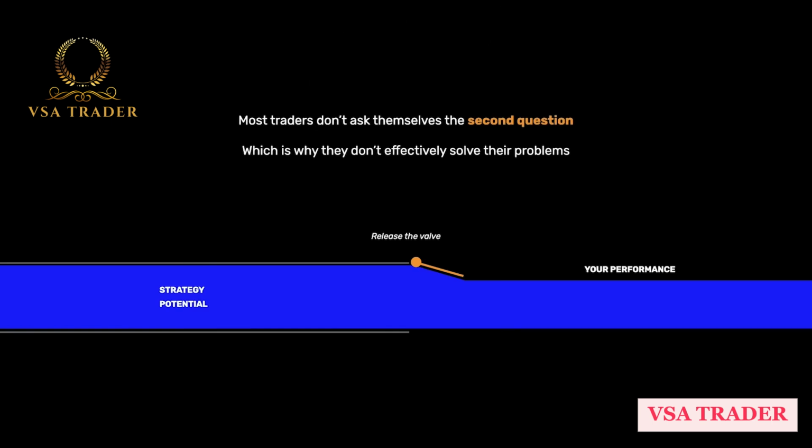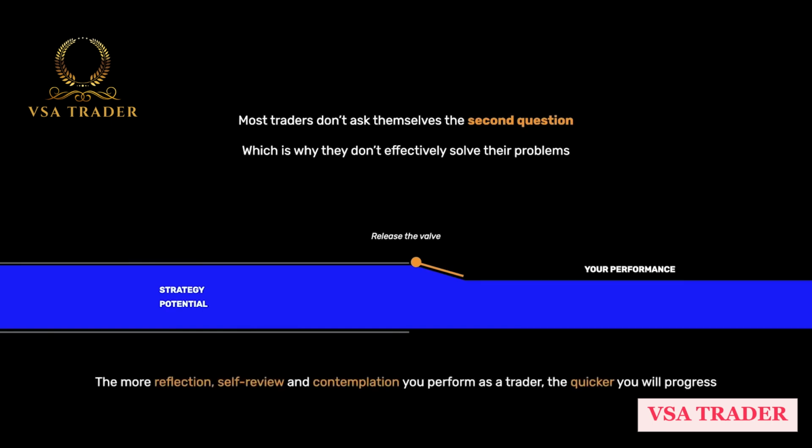But the problem is, as it says here, most traders don't ask themselves that second question, which is, why do I have this problem, right? And that's why you can't effectively then solve the problem. So the more reflection, self-review, and contemplation that you perform as a trader, the quicker you will progress. Journaling, reviewing your journal, doing that on the weekend, it's not the sexy stuff. Most of us don't enjoy it, but I would say probably the majority of people who are consistent or who have got that consistency over the years, they went through this process.